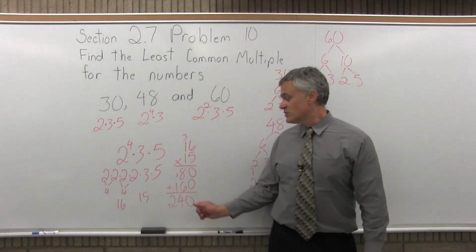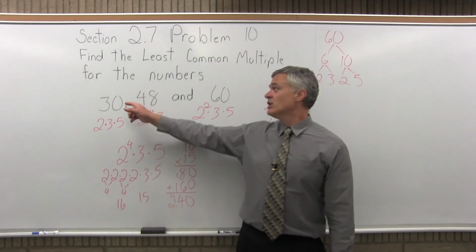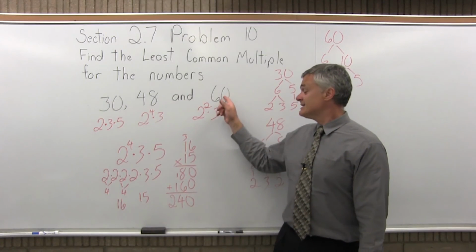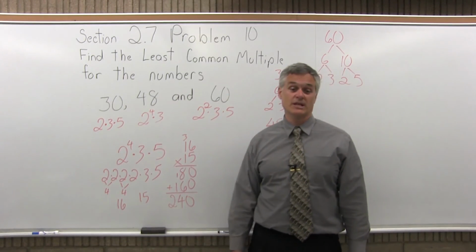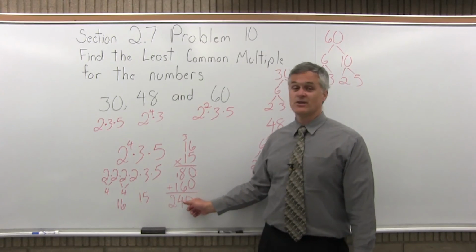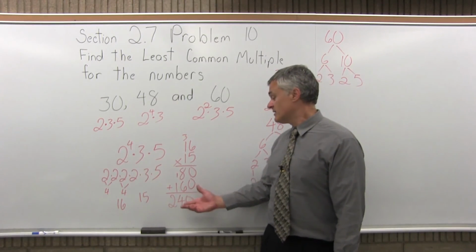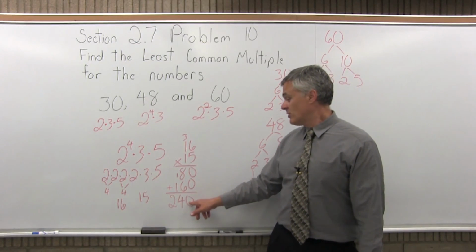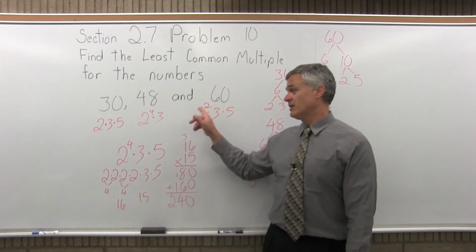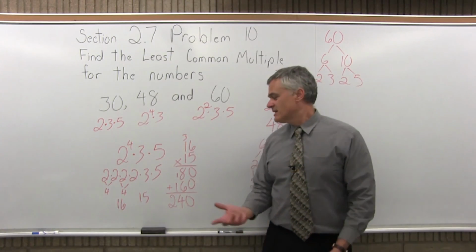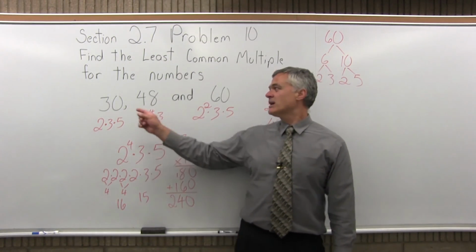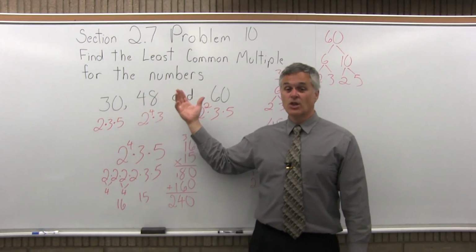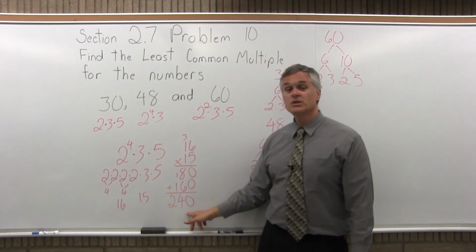And again, what that means is 240 is the smallest value that 30 will divide into evenly. 48 also divides into 240 evenly. And 60 also divides into 240 evenly. And that's the smallest value that they all divide into evenly. So they would divide into other numbers, like they would go into, say, 2400 evenly, but 240 is the smallest one that they all divide into evenly. And again, why is that an important thing to find? The answer is, if you had a problem with fractions and you had denominators of 30, 48, and 60, the lowest common denominator for those denominators would be 240.